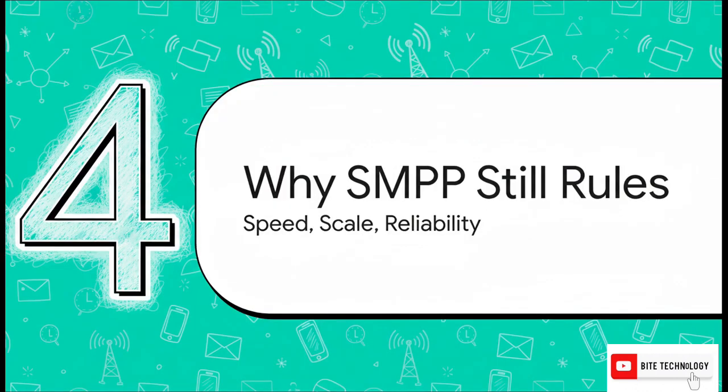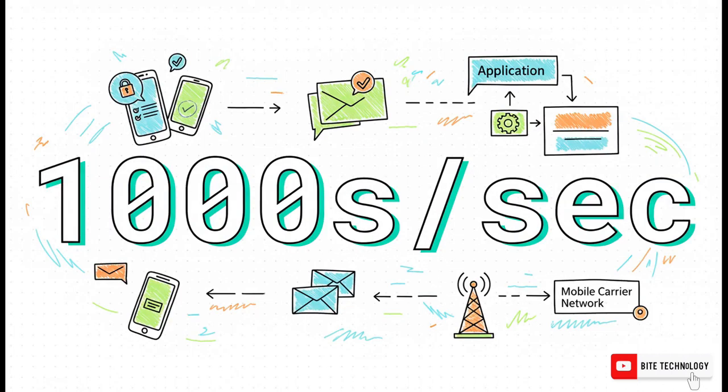Okay, so you might be thinking, this protocol sounds kind of old school, right? It's been around since the 90s. With all the fancy new APIs and web stuff we have today, why on earth is SMPP still the king of bulk SMS? Well, the answer comes down to two words: speed and scale. SMPP was built from the ground up for one thing: insane throughput. We're talking about shoving thousands of messages per second down a single pipe. And for a business, that's not just a nice to have, it's absolutely critical.